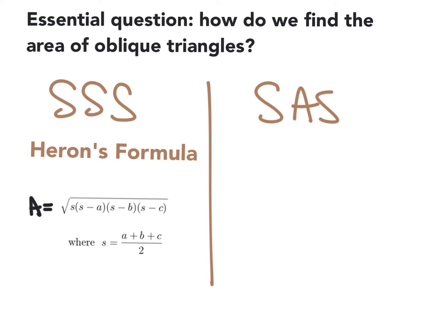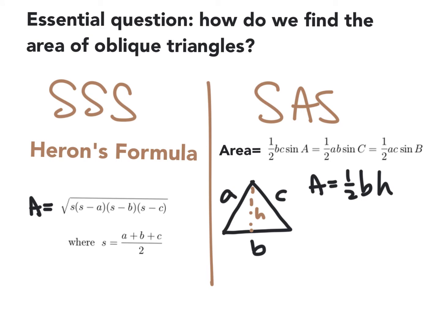Now if we know side angle side, we can use that the area is equal to 1/2 of BC sine A or 1/2 AB sine C. All this is the two sides that you're given multiplied by the sine of the included angle.